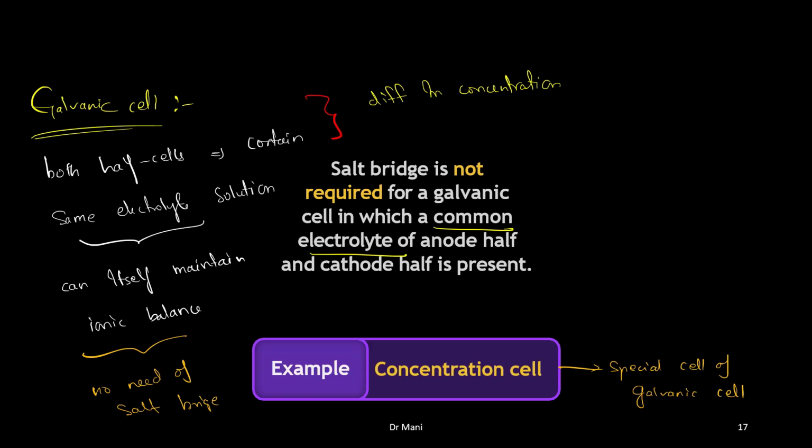Yes, sir. So why do we not need a salt bridge in the galvanic cell, and why do we need it in the other? What is the other one's name? Daniel. Don't forget the names, okay? So the other one is Daniel. Any doubts?